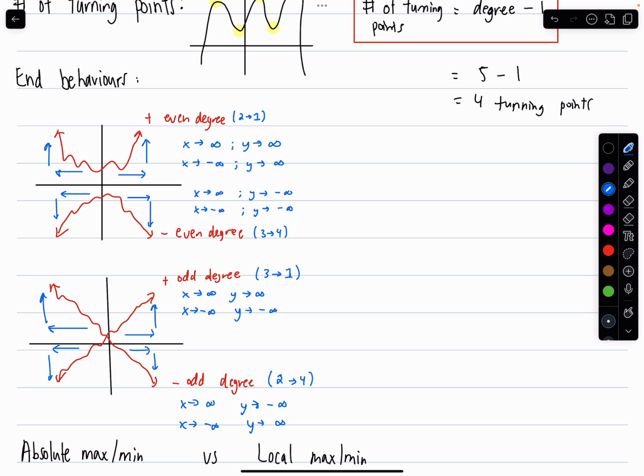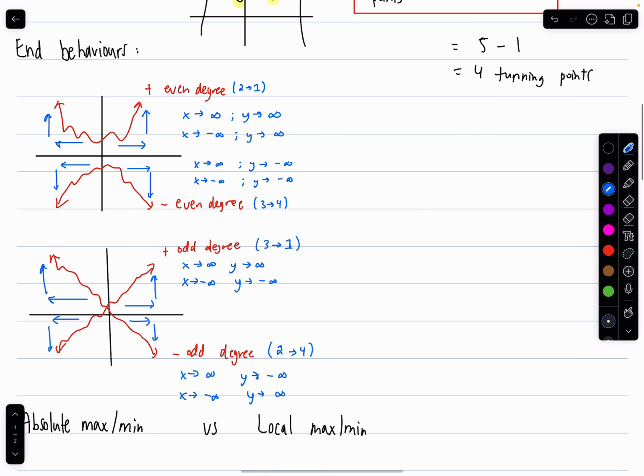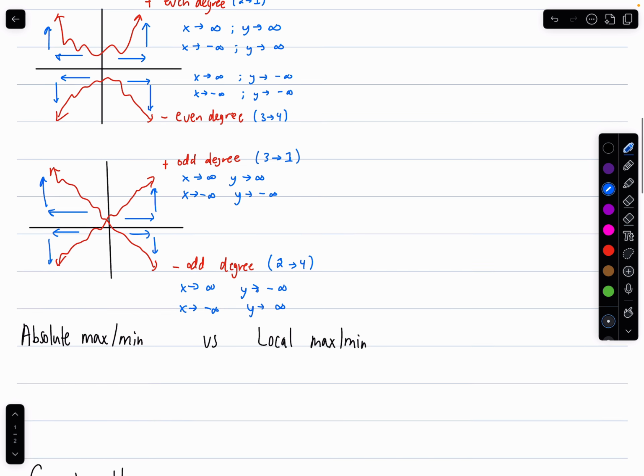So with end behaviors, it's really important to determine what degree it is, if it's positive or negative, and if it's an even or an odd degree function. And remember, degree comes from the highest degree of the function. If we don't know what degree it is, then we're going to completely mess up the end behaviors, which is why all of these characteristics tie into each other. Okay, let's move on to the next thing.